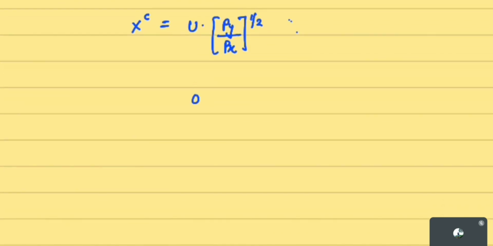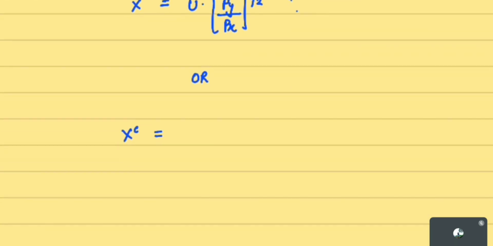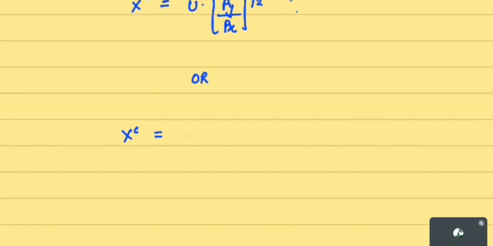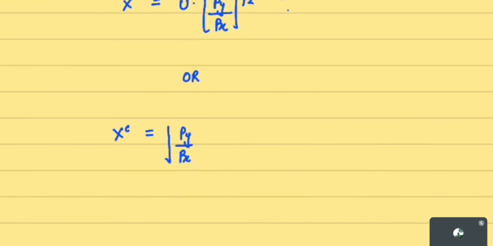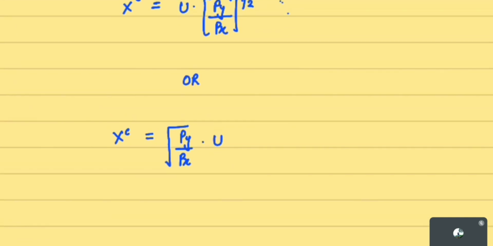Or you can write it like this: xc, this is the demand function for x, like price of y divided by price of x. You can write it in under root terms or in utility. Okay, so this is your expression for the compensated demand function for x. So this is the Hicksian demand function for good x.